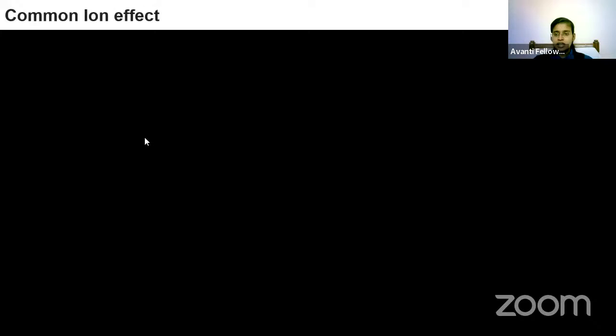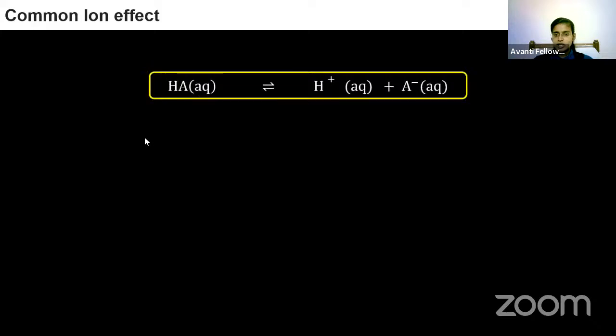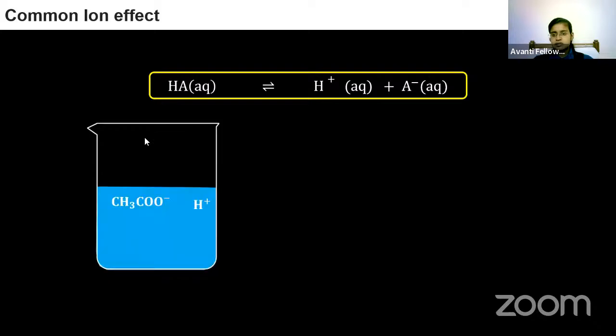What is the common ion effect? For this, I am going to take an acid which is in equilibrium with its ions. So HA is in equilibrium with H plus and A minus. Let me take a beaker, and here I have CH3COO minus ion and H plus ion. So the acid is CH3COOH, and it is in equilibrium with H plus and CH3COO minus. These two are the ions present in the solution.